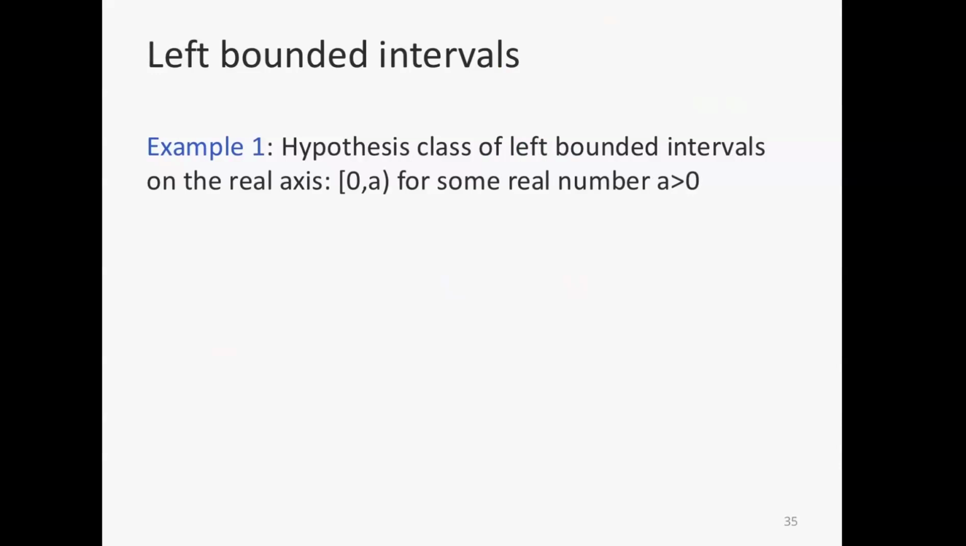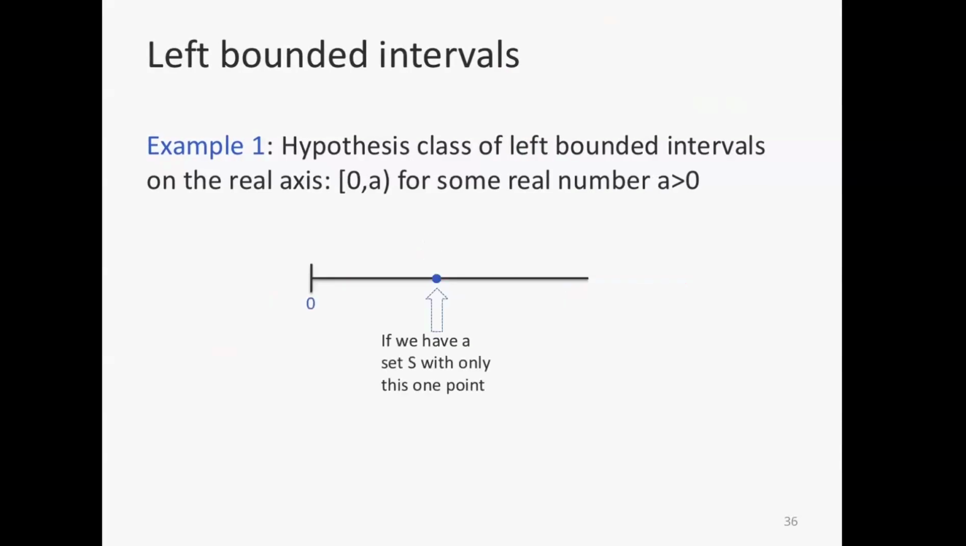This is your hypothesis class, and now you have this class of functions. This is 0, and this is a. So if I get x here, then this gets labeled as a plus, and on the other side it gets labeled as a minus. Now, we're going to work through this question of: can this hypothesis class shatter a data set with 1 point?